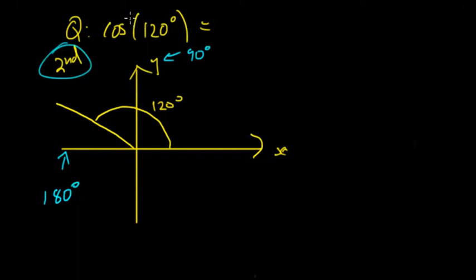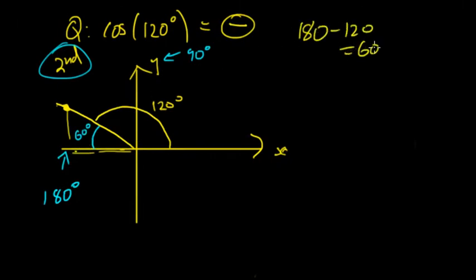So the first thing is, cos theta, we're in the second quadrant, so it's going to be a negative number. You can see that here because this value here is going to be negative x. So it's going to be a negative value. But what does it actually equal? Well, if this is 120 degrees, then I know that this angle here is equal to 60 degrees. The way I can calculate that is by going 180 minus 120 is equal to 60 degrees.